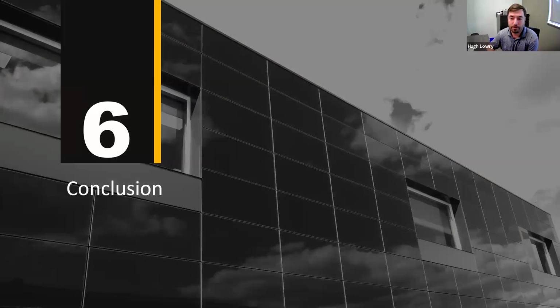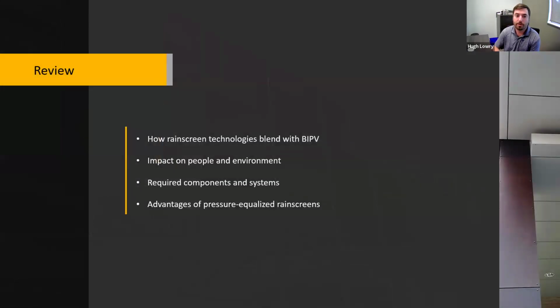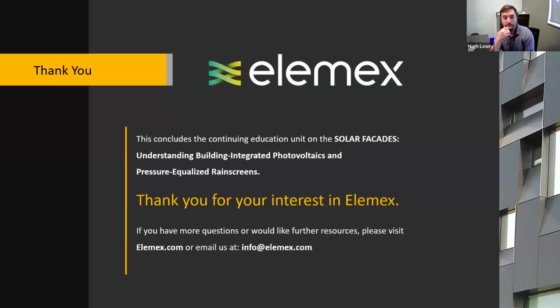Okay, we'll go through a brief conclusion. I think then we'll hop into the Q&A section. So we talked about how rain screen technologies blend with BIPV. We talked about why that's such a great marriage, specifically with deflection and water management. We talked about how BIPV facades affect the environment through on-site generation and reducing reliance on grid sources, which can be associated with carbon and carbon footprints. We also talked about the impact on people and the environment, how that can help the health and wellness of the occupants. We talked briefly about the required components and systems like the inverter, wiring, fuses, and rapid shutdown, things of that nature. And then finally, we talked about the advantage of pressure equalized rain screens alongside BIPV as well. So that concludes the AIA portion of this presentation.